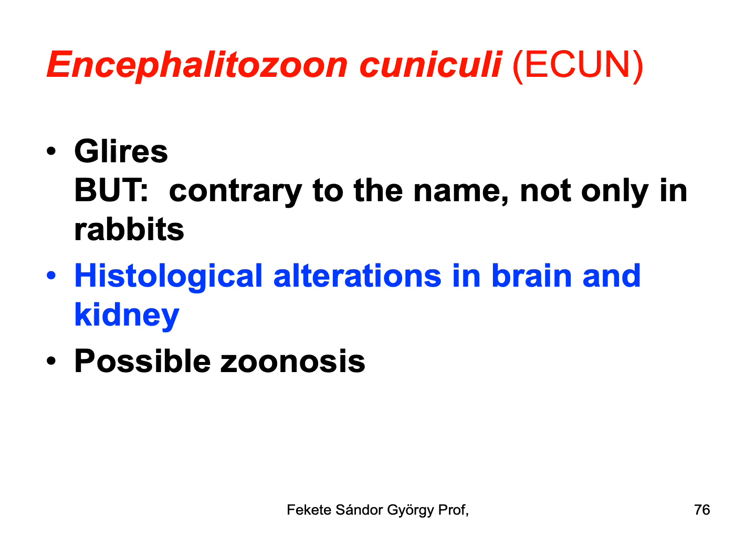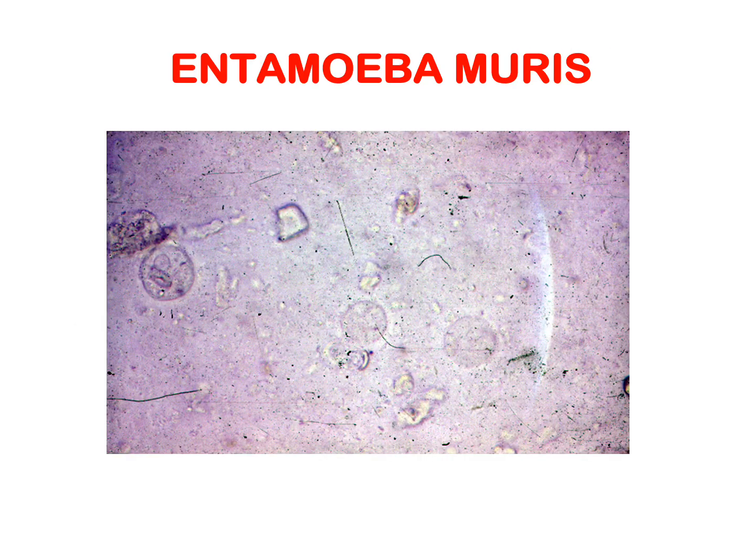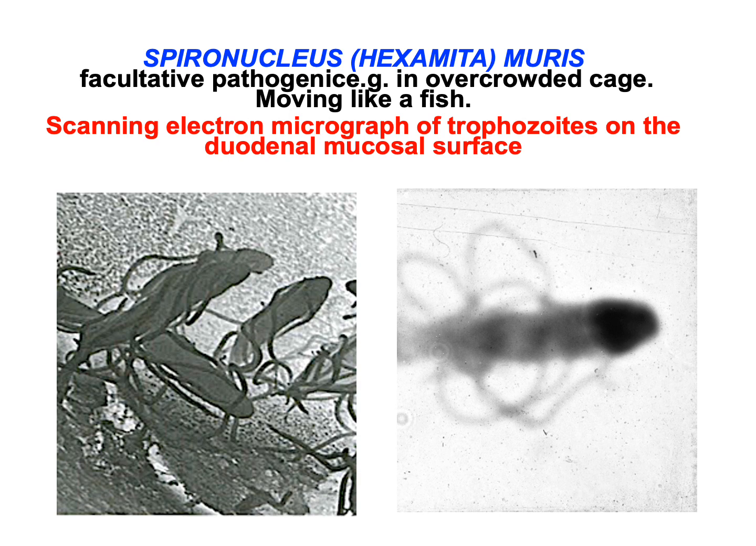Continuing with the protozoans of the digestive tract, here you see Entamoeba muris in the middle of the picture. And you can see this is gut content. And also Spironucleus or Hexamita muris, which is also facultatively pathogenic, and if the cage is overcrowded, can be pathogenic. In the gut content it is moving like a fish.